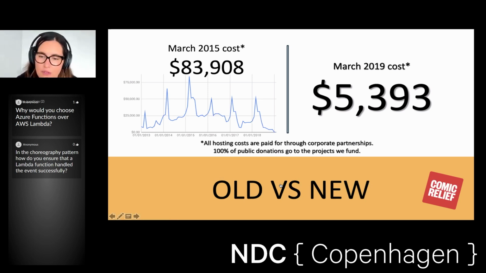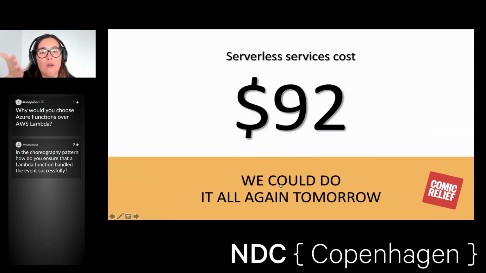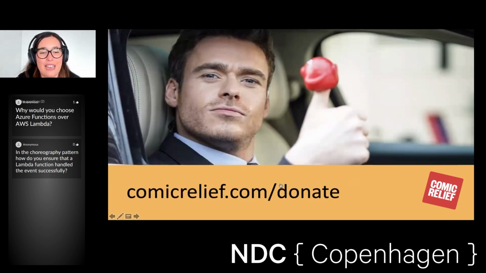Now they don't run it for one day. They have the availability to donate all year round because their new architecture allows them to do that. And most of that cost goes to something else, because serverless only costs $92. That's the cost of running the whole serverless infrastructure. They have done it with infrastructure as code and good practices, so they can rebuild the whole thing if they need it again tomorrow with no stress. So if you want to donate, you can do it all year round in this link, and you will be helping some kids that need it.